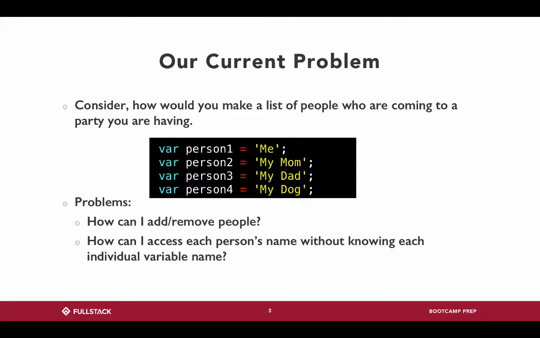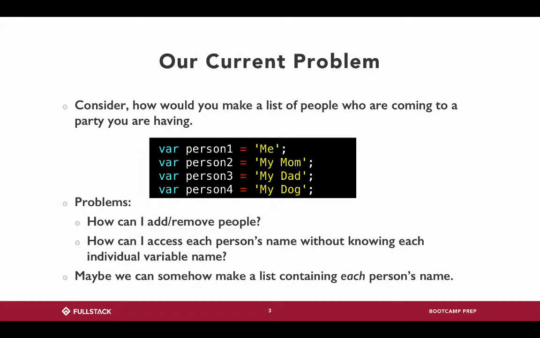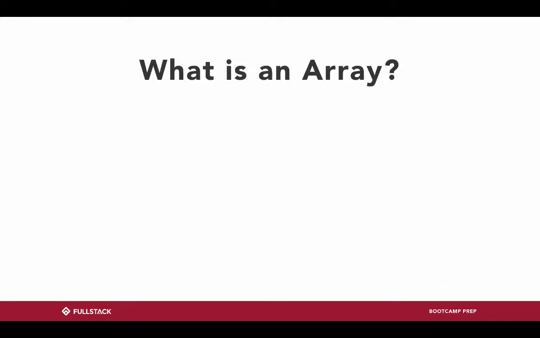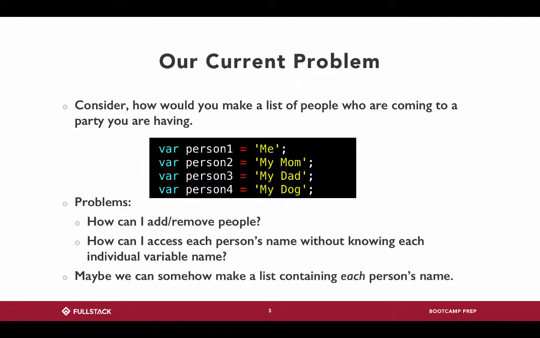How do we add, how do we remove? If we wanted to remove my mom, maybe she has to go get her hair dyed or something, and she can't come to the party anymore. Then now we have person 1, person 3. That's awkward. There's no person 2. So arrays are great for making a list that would contain all these.